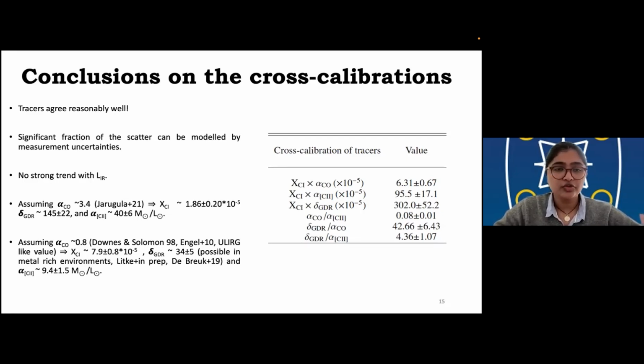So if we consider two different alpha CO regimes, one more Milky Way-like and one more ULIRG-like, we can get different values of these tracers. So a higher alpha CO gives you a low carbon abundance, a high GDR, and a high alpha C2. And a low alpha CO gives you very low GDR values, higher carbon abundance, and a low alpha C2. And both these values fall in the range of various factors constrained in similar studies in the literature.